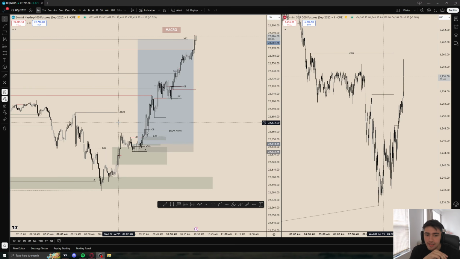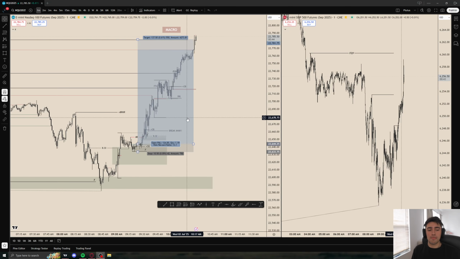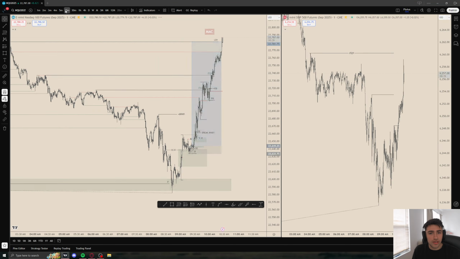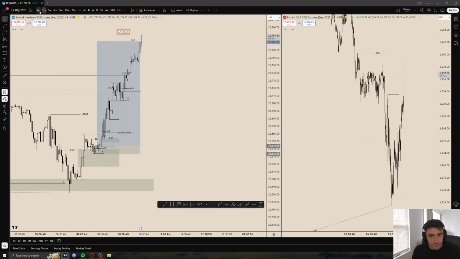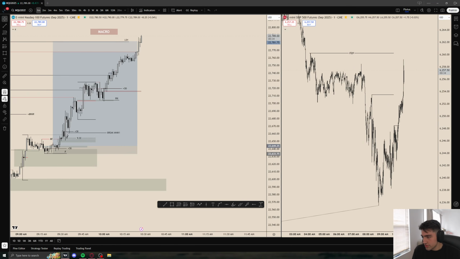So coming into today, I ended up taking one of my biggest trades, 1 to 13R, craziest trade ever. But yeah, so let's just go over the consequences for this trade.